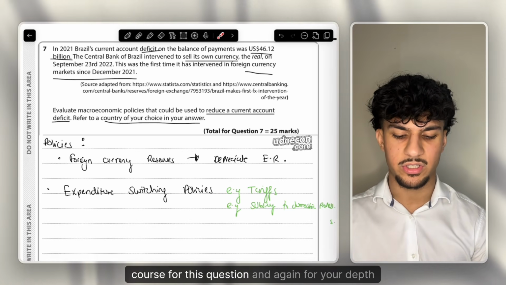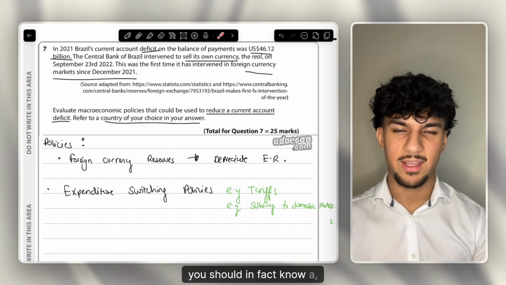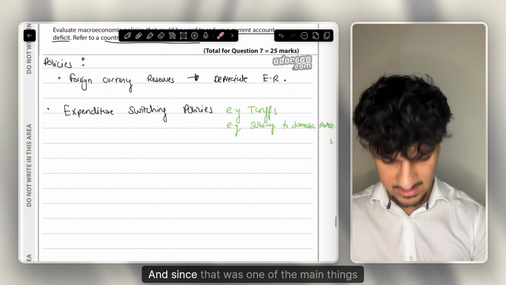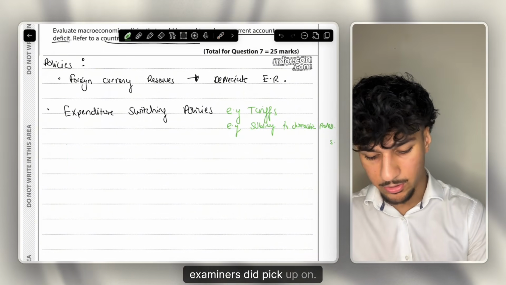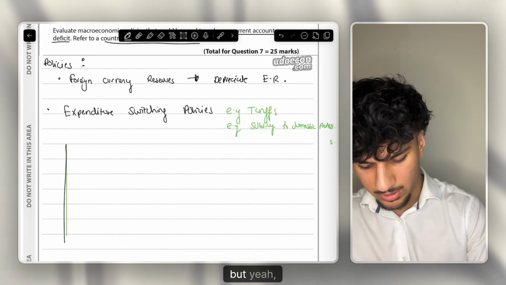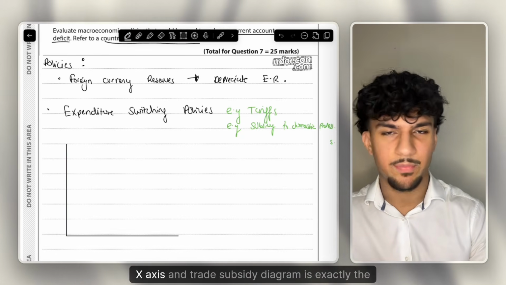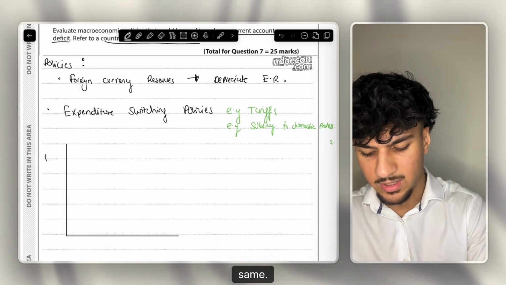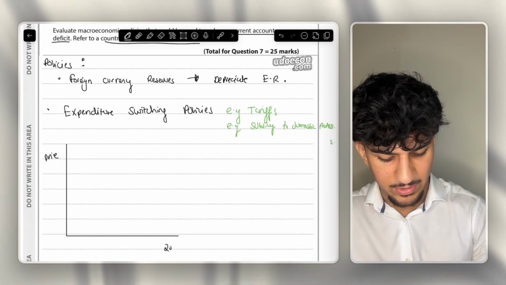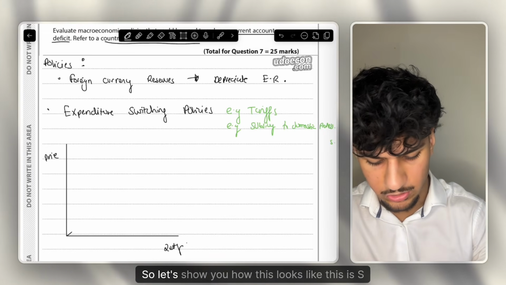Of course, for this question, and again for your depth of knowledge, you should in fact know a trade subsidy diagram, and since that was one of the main things examiners did pick up on, let's start with the trade subsidy diagram. I don't know why I'm drawing it in green, but let's get started. So of course we have our curves, y-axis, x-axis, and the trade subsidy diagram is exactly the same. It's just price, quantity. Essentially it looks like a tariff diagram, but then you add a subsidy to it.